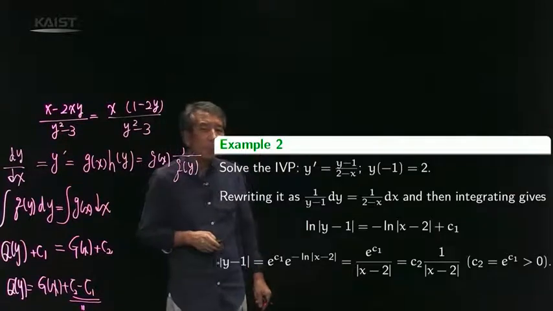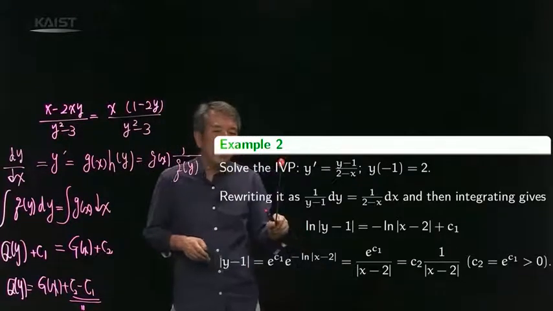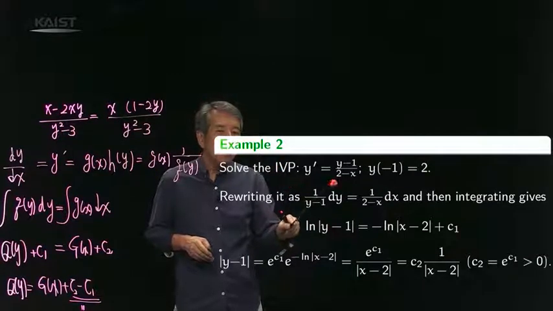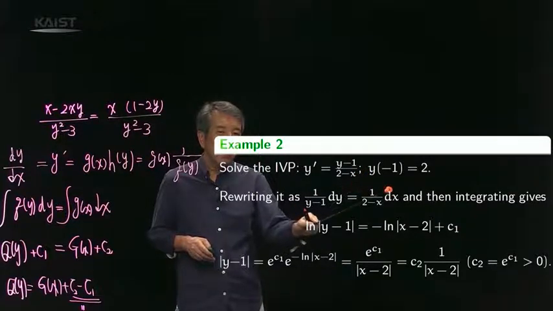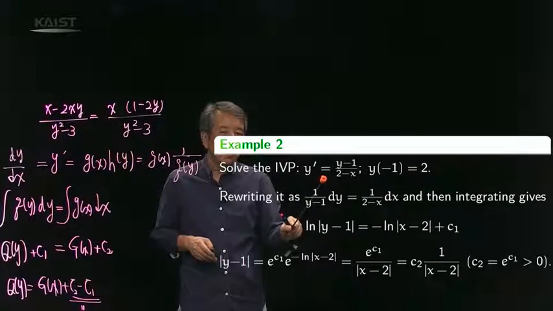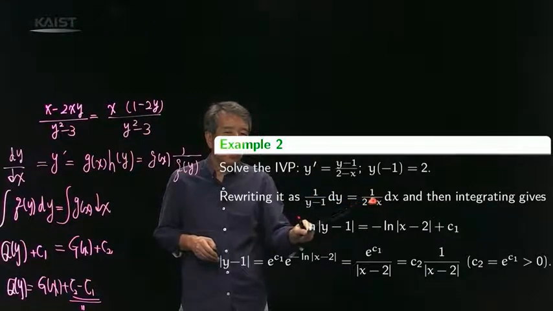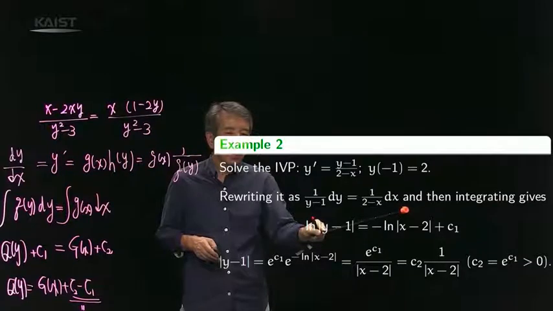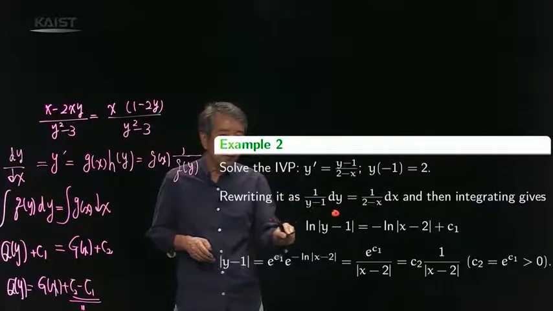Another example. Now let's try to solve the initial value problem. Say y prime is equal to y minus 1 over 2 minus x, and satisfying the initial condition y of negative 1 is equal to 2. Then again, rewriting this equation into the following form: 1 over y minus 1 times dy is equal to 1 over 2 minus x dx. Now the variables are separated here.